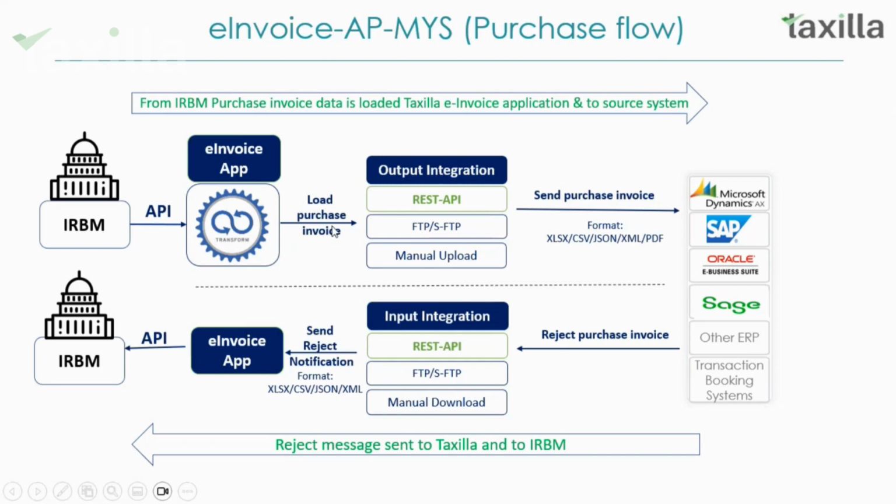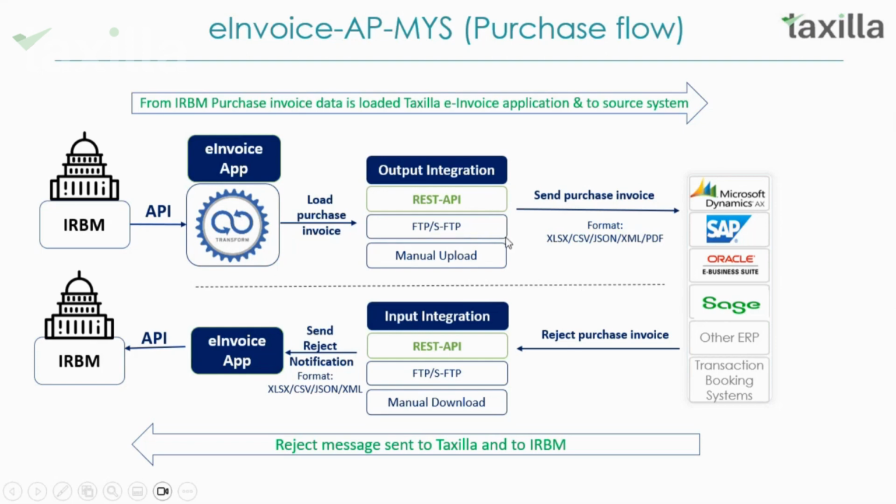Once everything is cleared, the purchase invoice will be transformed to your source system format and posted to your source system in your preferred integration channel, whether it's a REST API or FTP. And this way, you will start automating the AP invoicing process. And eventually, once all taxpayers are coming under the mandate, you will have the complete automation in place.